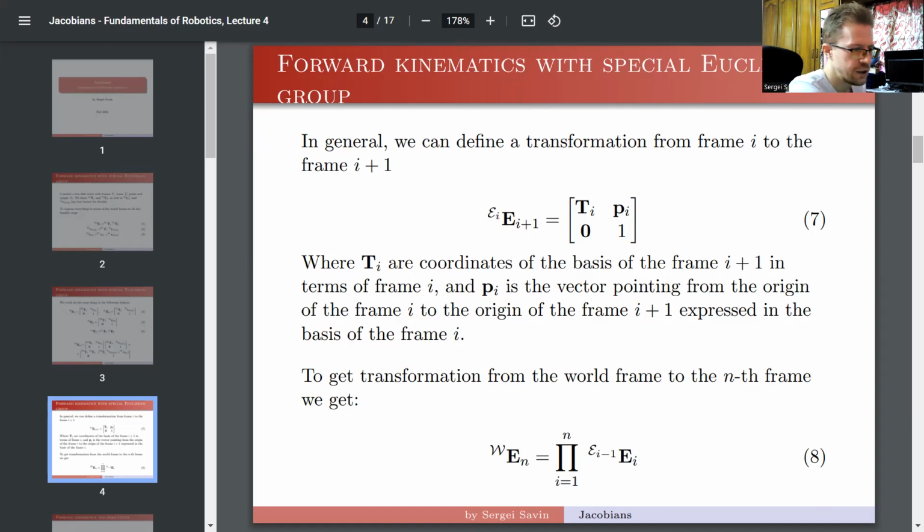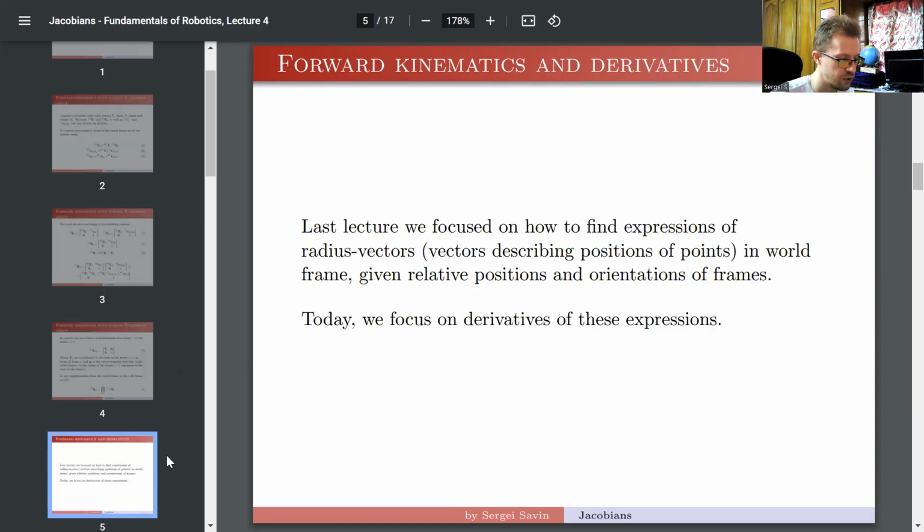All right. So next we'll consider the topic of Jacobians.